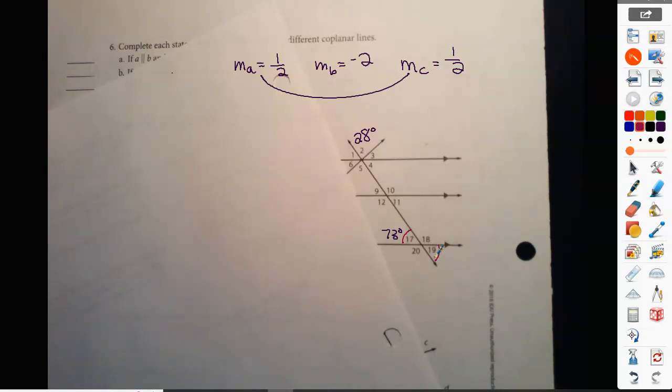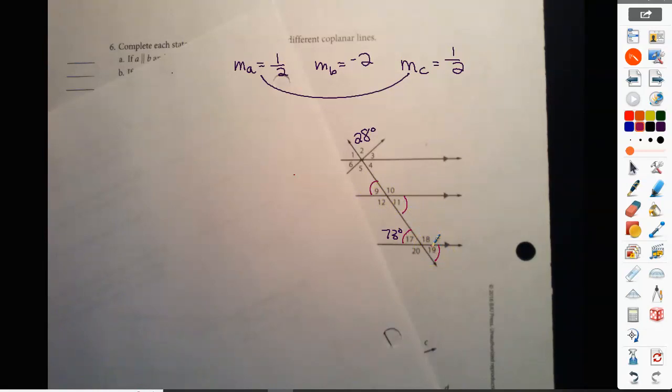9 would be. Why would 9 be congruent to 17? What's their relationship? Corresponding. Excellent. Okay, give me another one. 11. Why is 11 congruent? Those are 17 and 11 are alternate interior angles. Good. And 9 and 11 are vertical angles. And 11 and 19 are corresponding angles.